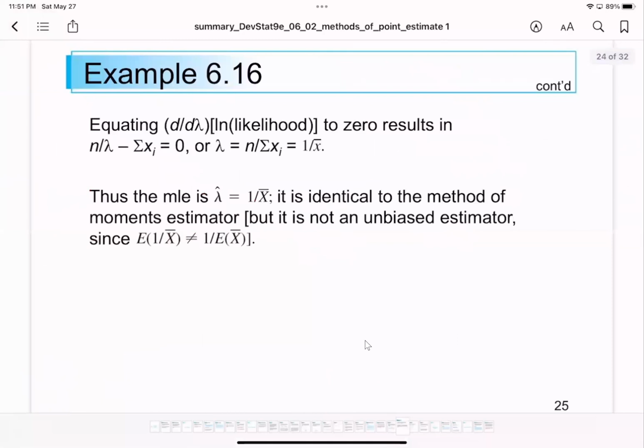So we set it equal to 0, we will get n over lambda minus the summation being 0. Therefore, our lambda is going to be 1 over x bar. So the maximum likelihood estimate, called MLE, is simply just 1 over x bar. And if you could recall from the previous lesson, the moment estimate is also 1 over x bar. So the two are identical.